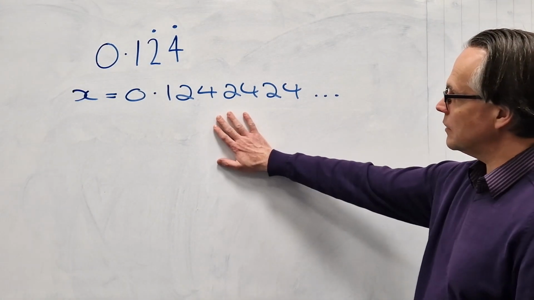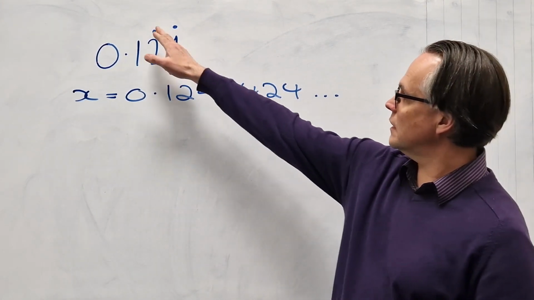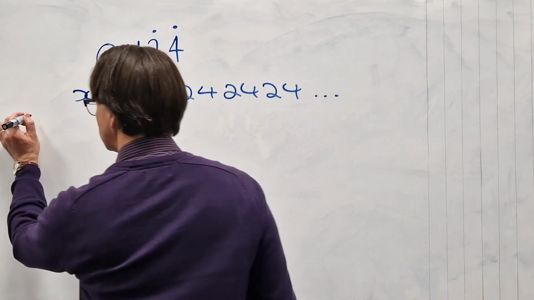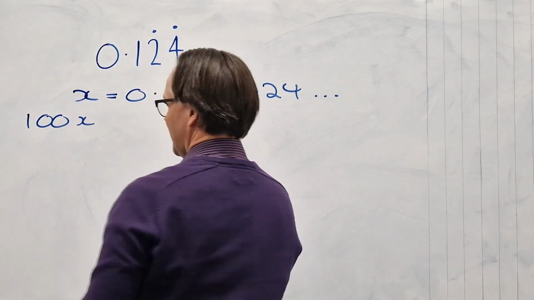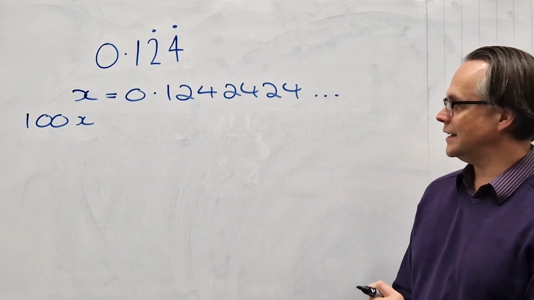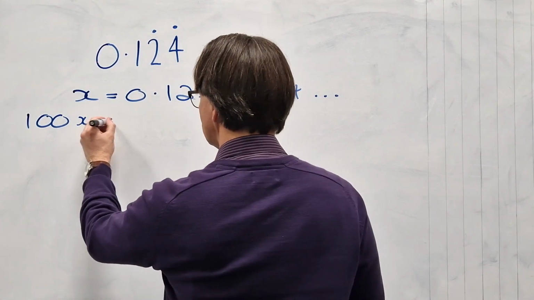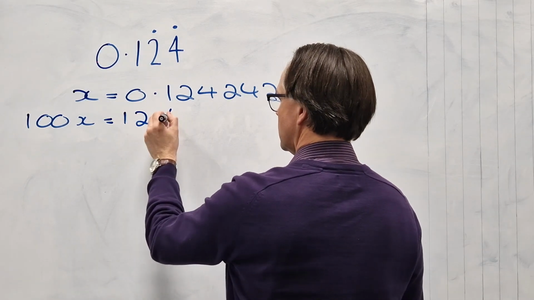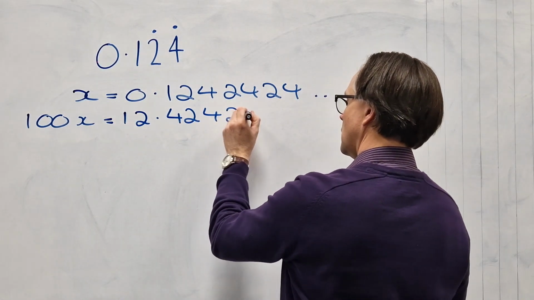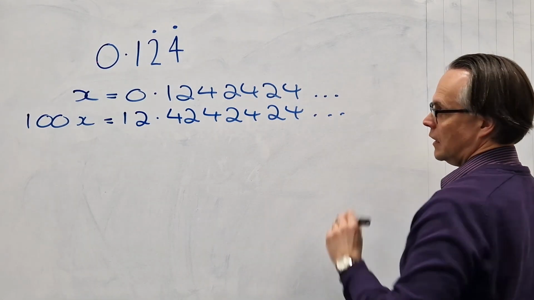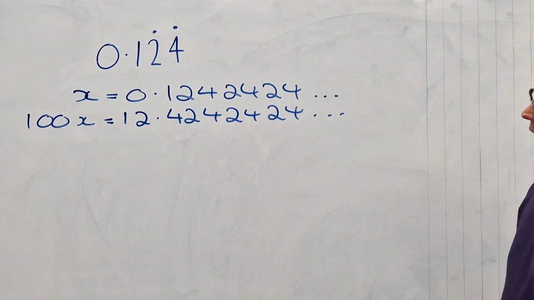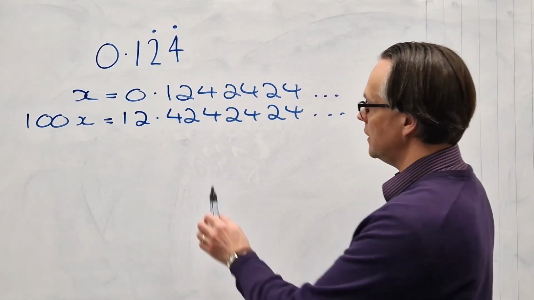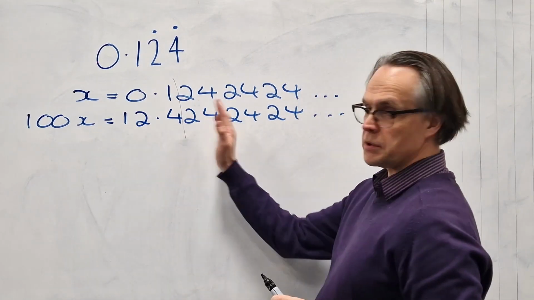And then what I would do is look at how many digits are repeating. There's 2 digits that are repeating. So I would choose the power of 10 that has 2 zeros in it and multiply by that. And that's going to bring that 1 and 2 across, which gives us this. And then I would look at this and say, well, we can see that from this point onwards, the numbers are the same.